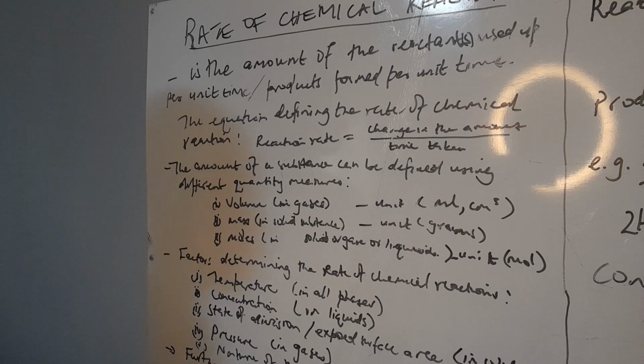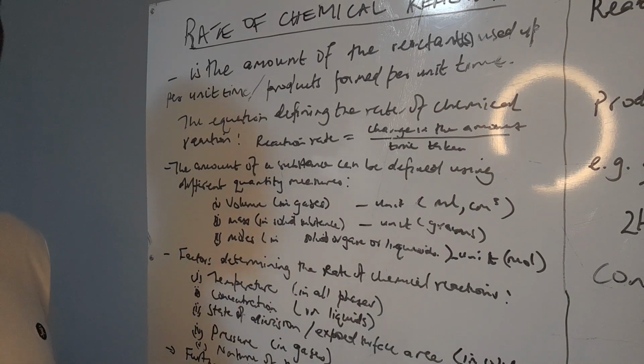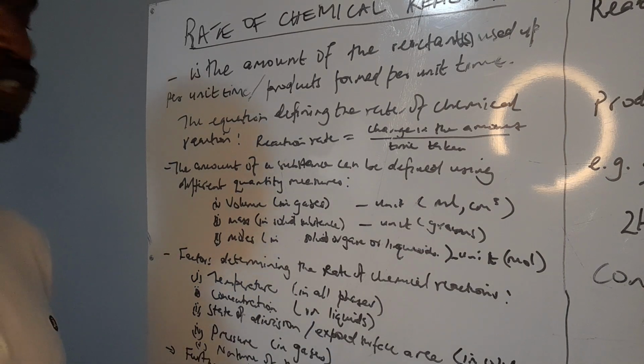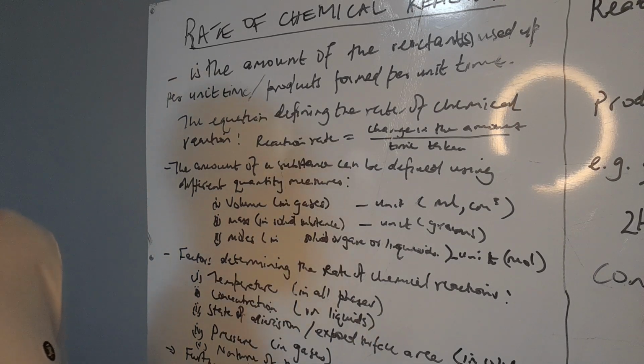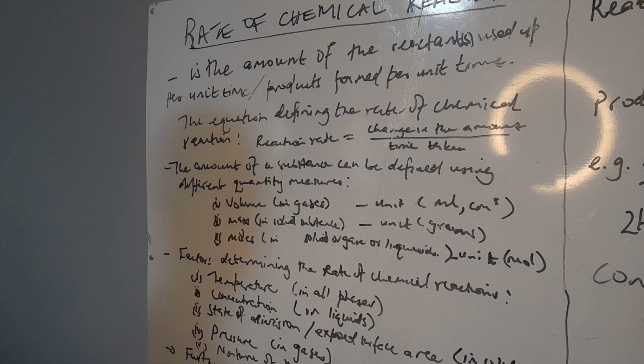Now, what are the factors that determine the rate of a chemical reaction? The factors that determine the rate of the reaction are temperature. Temperature affects the rate of all substances, irrespective of the phases in which those substances are. So it means temperature affects a substance whether it is in the form of a gas, a liquid, or a solid.